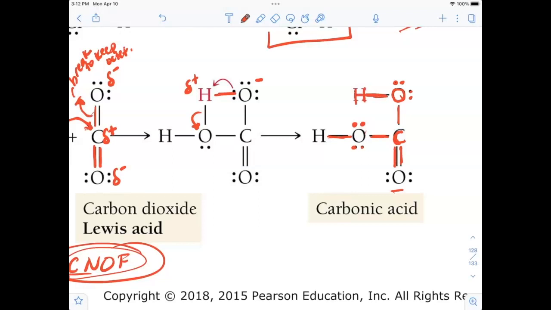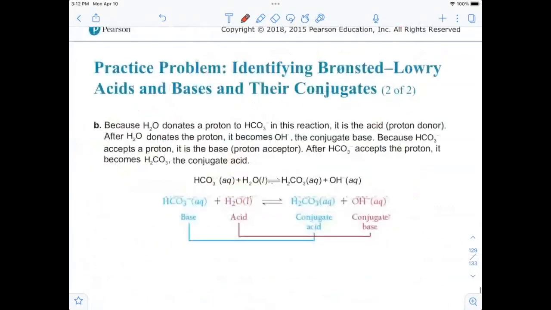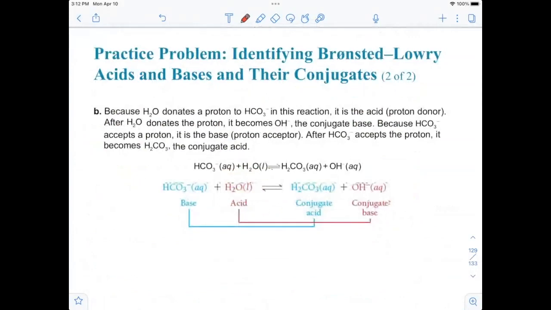And so this becomes the product formed right here. And this is called carbonic acid, essentially H2CO3, right? These two are the acidic hydrogens, and that's the organic compound formed. Okay? So this is a review.